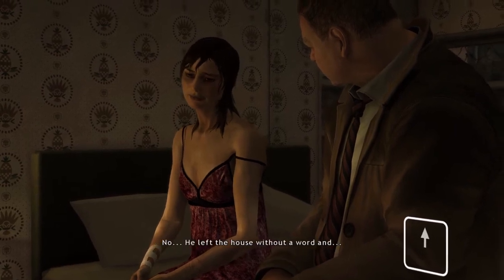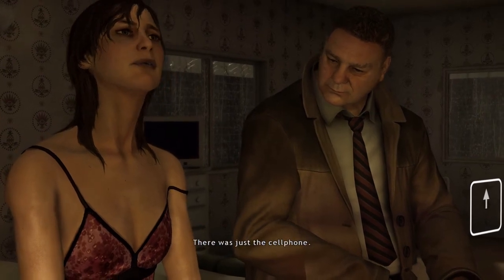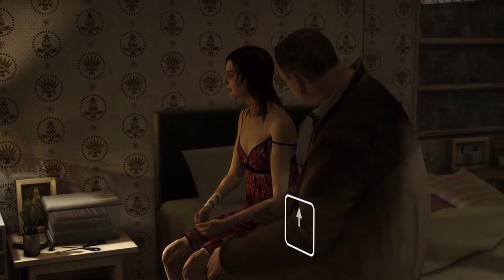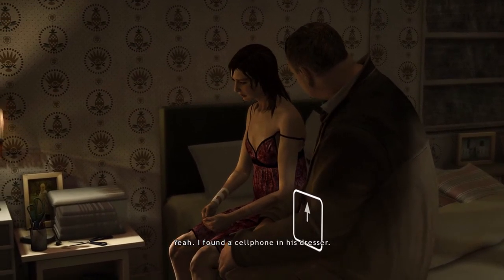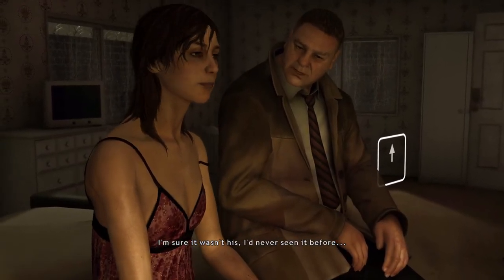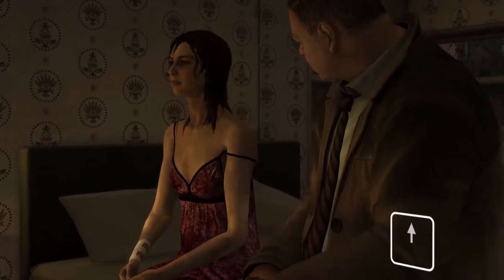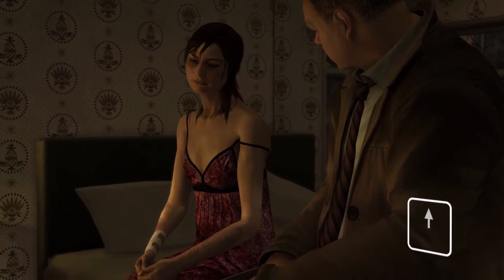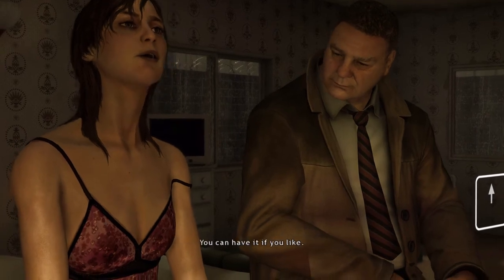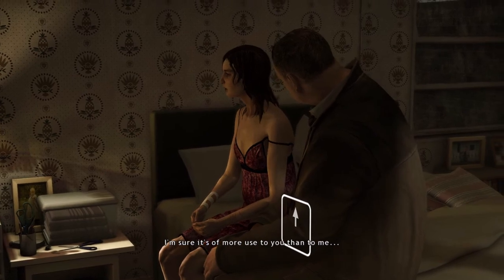No. He left the house without a word, and there was just the cell phone. A cell phone? Yeah, I found a cell phone in his dresser. I'm sure it wasn't his. I'd never seen it before. I tried to turn it on, but it didn't work. Do you still have it? Yeah, it's in a drawer in the living room. You can have it if you'd like. I'm sure it's of more use to you than to me.